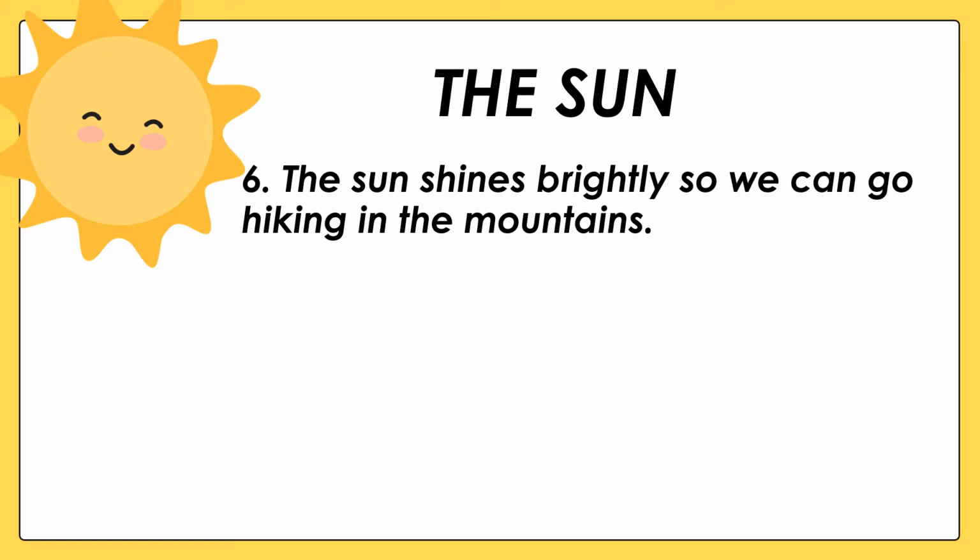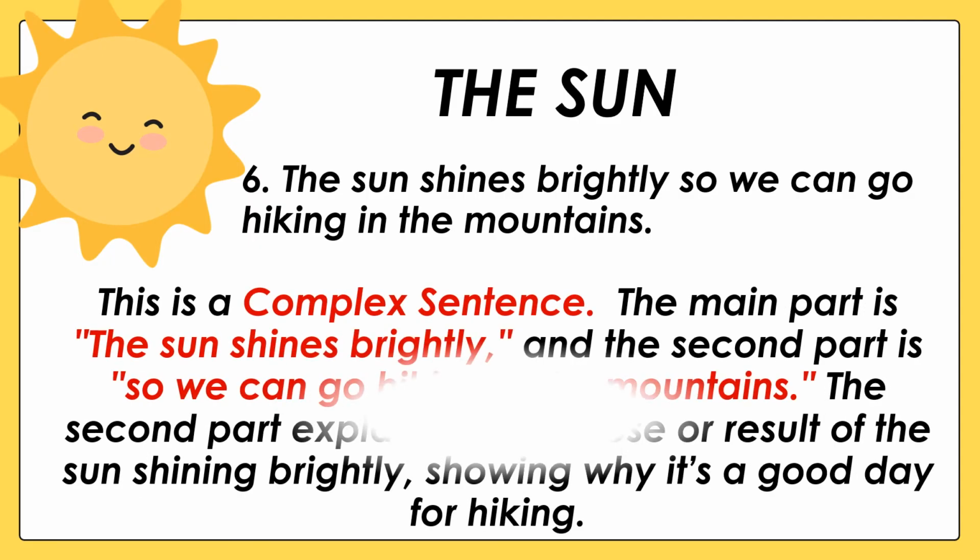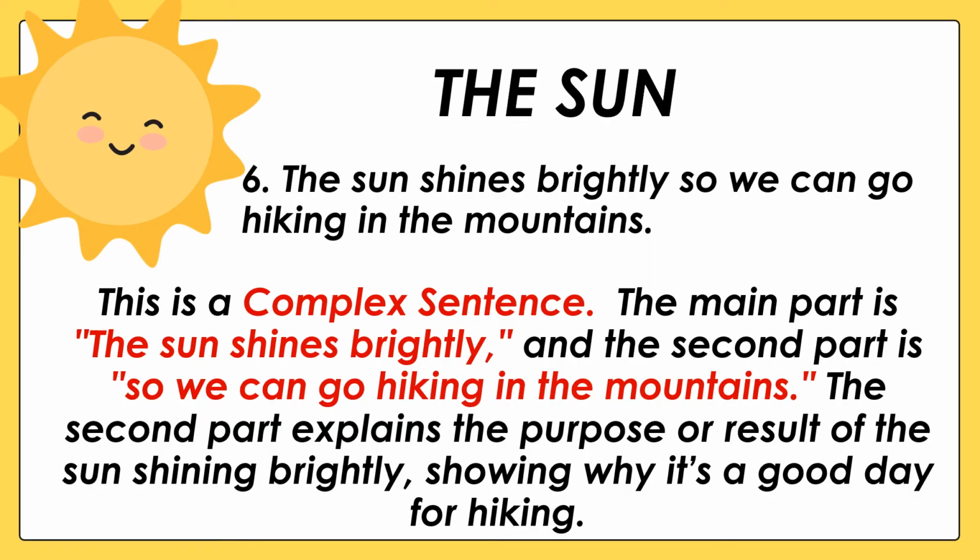Number 6. The sun shines brightly so we can go hiking in the mountains. This is a complex sentence. The main part is the sun shines brightly, and the second part is so we can go hiking in the mountains. The second part explains the purpose or result of the sun shining brightly, showing why it's a good day for hiking.